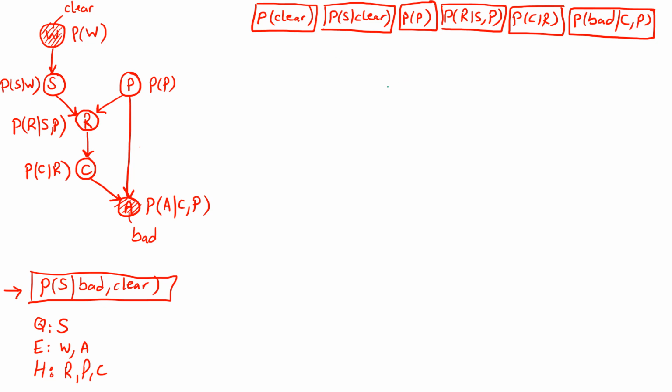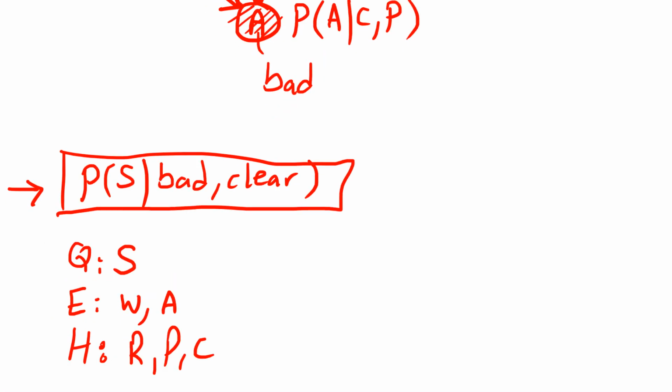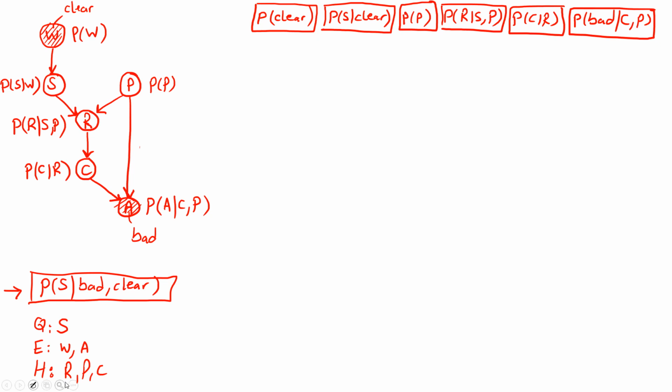So any help? First, what are the factors that will be involved? We want to eliminate R now. Okay, we want to eliminate R. What are the factors that will be involved? P of R given S and P, so this one. Okay, what else? P of C given R. So every factor that has R somewhere will be involved.